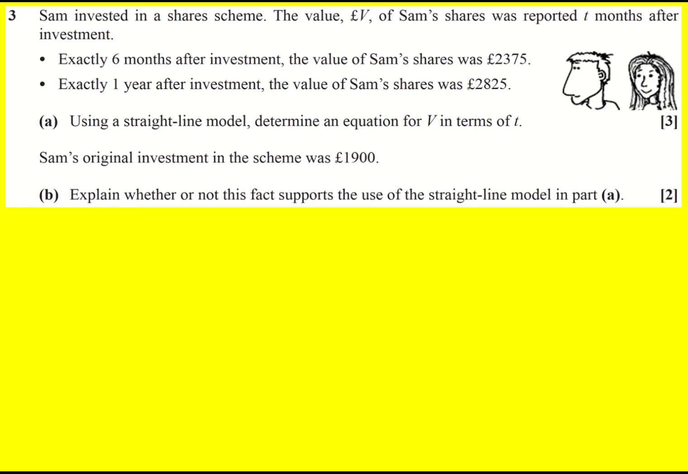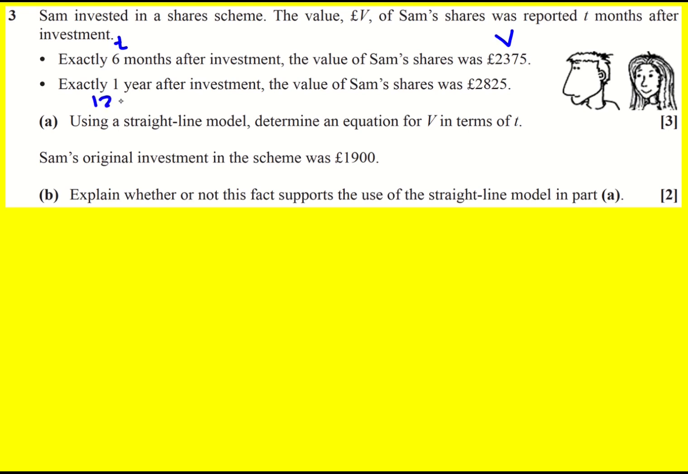So I'm invested in the share scheme and we've got value against time. And then we're given some information. Exactly 6 months after the investment, the value of the shares was 2375. So that's my V and that's my T. And this is in months.